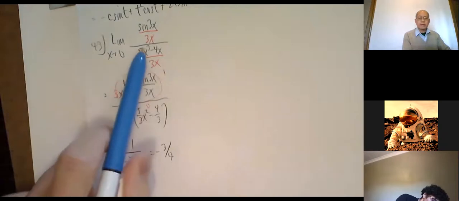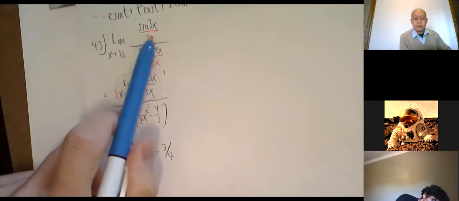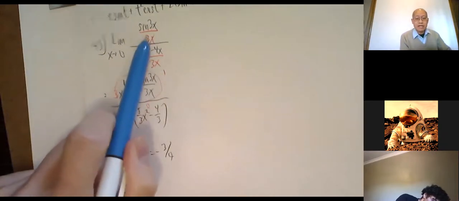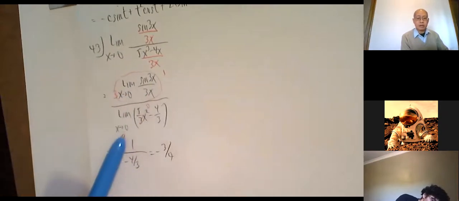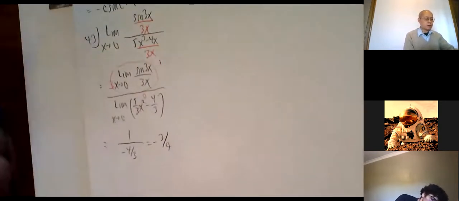Okay, so again, divide top and bottom by 3x in order to use that theorem. This angle has to match that, so I divide by 3x. So that would then split it up. So this becomes 1, that's 0. So 1 divided by negative 4/3 is negative 3/4.